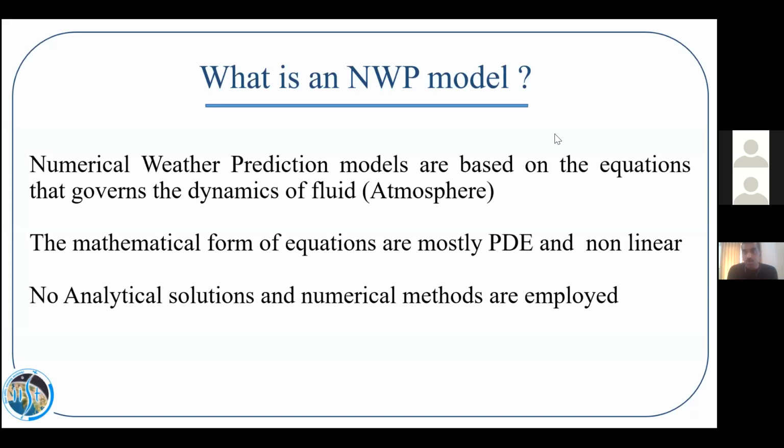So we solve these equations numerically, and hence the name numerical weather prediction. We solve these dynamical equations numerically to get the forecast of the future. That's what we call an NWP model. Data assimilation is something which pertains to the NWP model. The NWP model has an issue, and data assimilation is used to correct that issue. Let's see what that is.